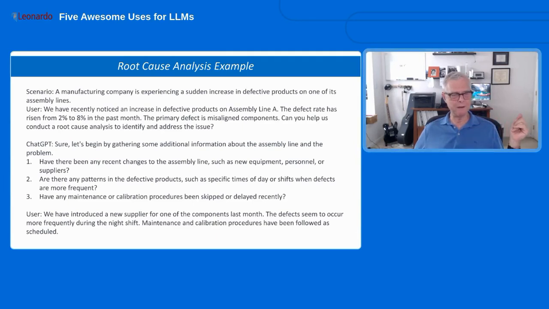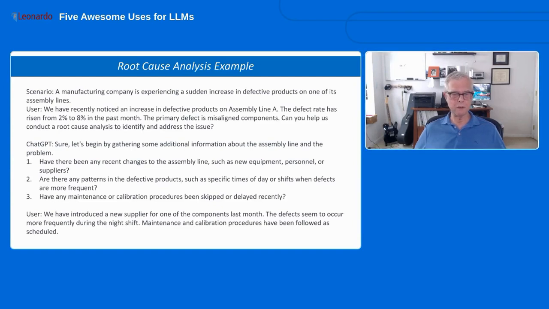It said, have there been any recent changes to the assembly line, such as new equipment, personnel, or suppliers? Well, that's a good question. Are there any patterns in the defective products, such as specific times of day or shifts when defects are more frequent? Have any maintenance or calibration procedures been skipped or delayed recently? Those are all good questions that ChatGPT came up with.